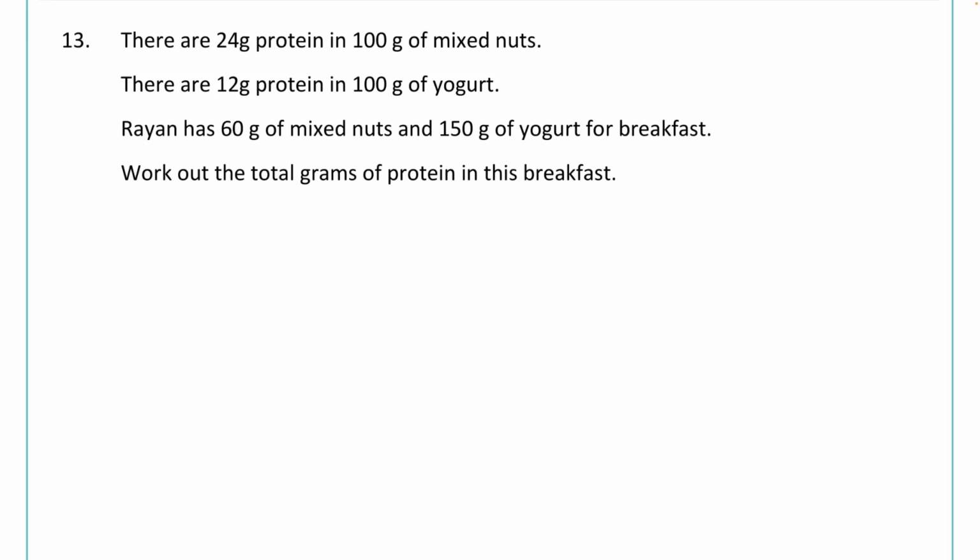Now, in order to work out, and let's start with one of them, let's start with the nuts. To work out how much protein is in 60 grams of mixed nuts, we want to know how much protein is in 1 gram. So here we can divide this by 100, and that'll tell us the amount of protein in 1 gram. So 24 divided by 100 on the calculator tells us that in 1 gram there is 0.24. There we go, in 1 gram of mixed nuts.